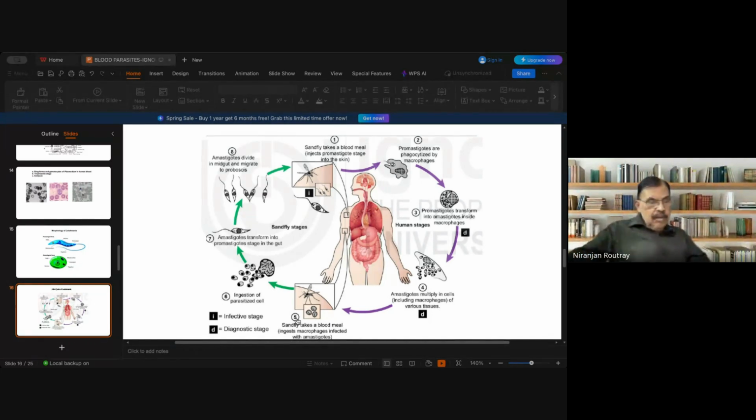So these visceral leishmaniasis, the kala azar means kala jara, the black fever or the high fever. Okay, kala azar. So visceral leishmaniasis, the features are weight loss, then splenomegaly, hepatomegaly, increase in size of the liver, hepatomegaly, increase in size of the spleen, splenomegaly. These are the symptoms you see here.